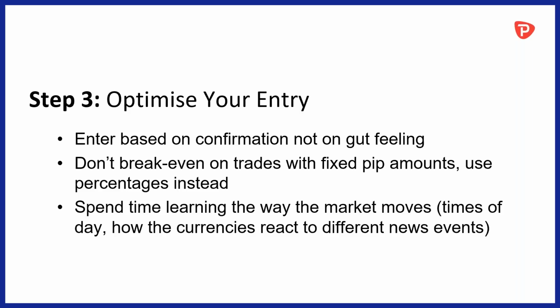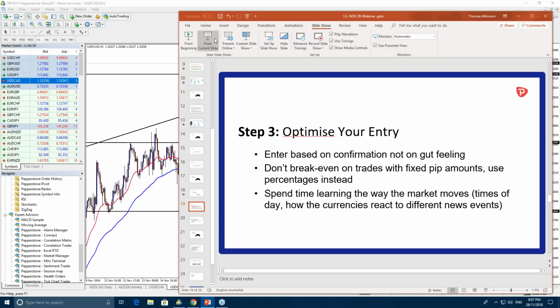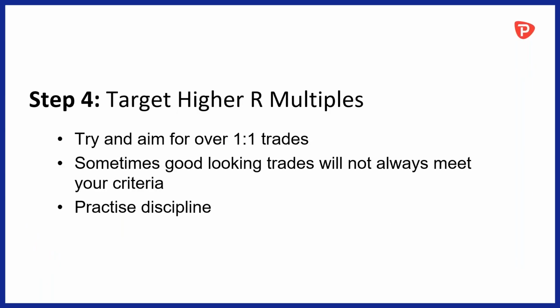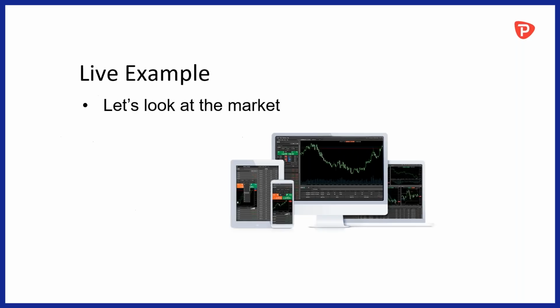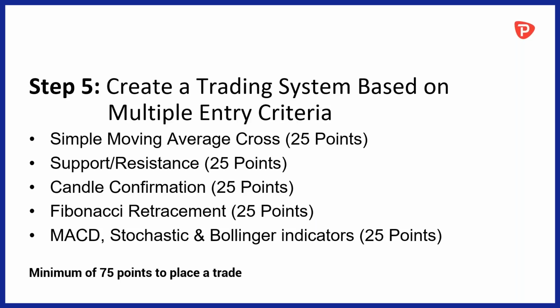We actually prefer that people start a little bit smaller, they gain their confidence, and then remember, you're building a fully scalable trading business effectively. Of course, we want to target higher R multiples. We want to go for over 1-to-1 risk-reward trades if possible, practice our discipline, all of those types of things. And then, of course, we want to build a trading system based on multiple entry criteria.